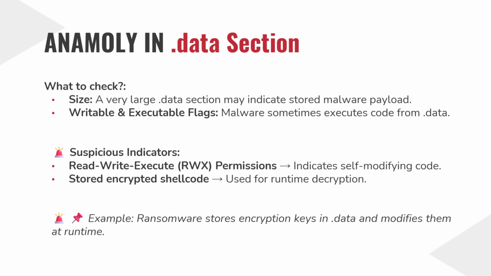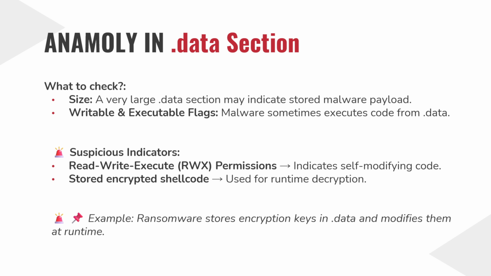The data section typically stores initialized global and static variables. But when abused by malware, it can hide payloads, encrypted keys, and even shellcode. Then what to check? First of all, check the section size. Check the size of the data section. If it is abnormally large, that's suspicious. Malware authors often embed entire payloads or large encrypted blobs here.